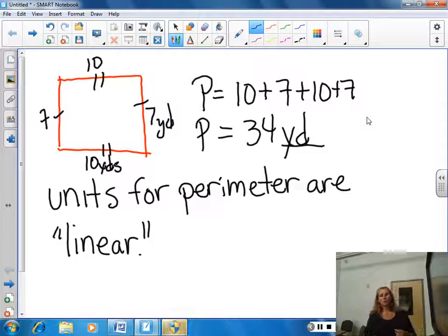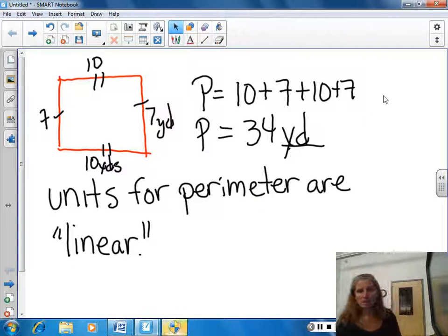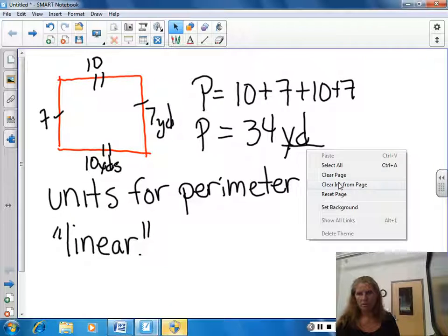So linear just means a straight line. If I took this red line and just laid it out straight, it'd just be one big long red line, then I could measure it to be 34 yards. So when we write linear yards, we don't show linear. It's just understood that we're talking about linear yards, so we just write the unit, yards. Whatever unit was given in the problem is what we have for the perimeter of that.